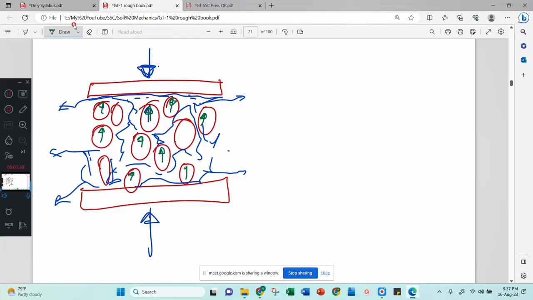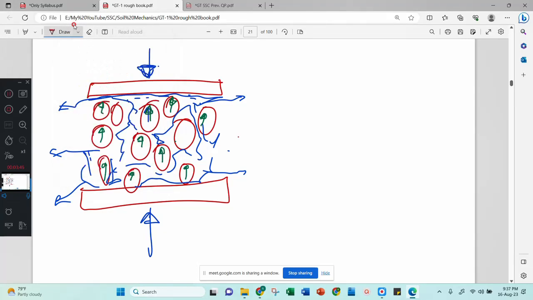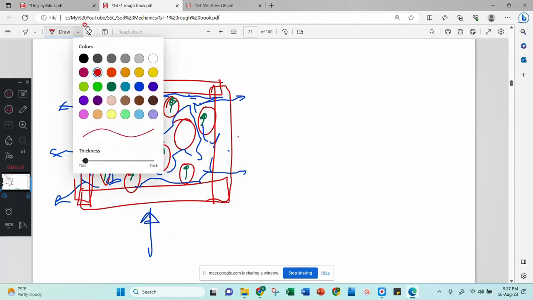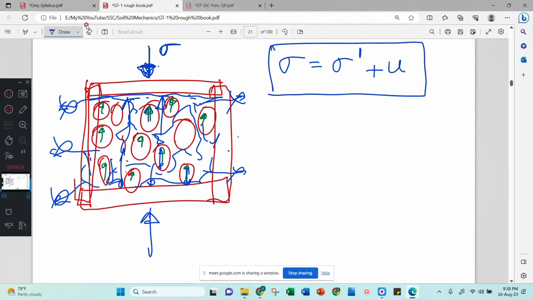Now if this structure has a confinement, like I put one more wall here and one more wall here, then what happens? The water is inside, no? That water cannot escape. Here this water cannot escape. When this water cannot escape, and I apply some load here, this water also resists the load, and the particles also resist the load. Therefore the total stress you are applying here is resisted by your particles as well as pore water. This is the concept of effective stress.